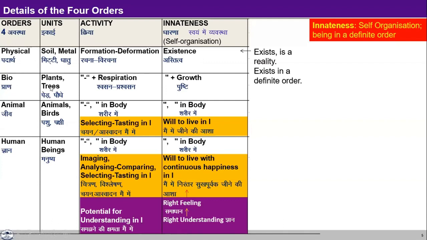When you look at the bio order, there is not only existence, but also growth. So as we said earlier also, the bio order does include the units, activities, innateness, and even further, something that we study of the physical order. So there is a plus sign here. So it continues to be, as well as there is growth here. So if you look at the tree, the sapling goes into a plant, the plant goes into a tree. So there is growth involved.